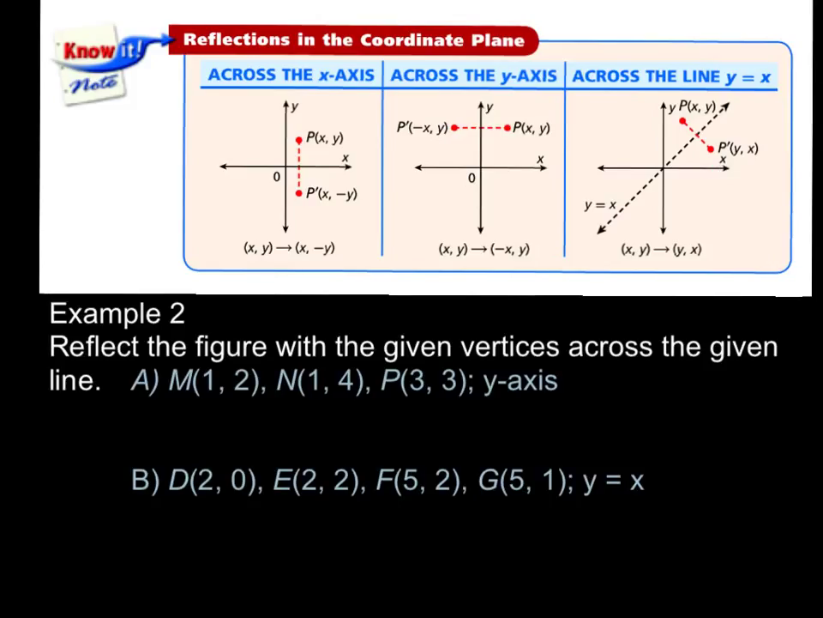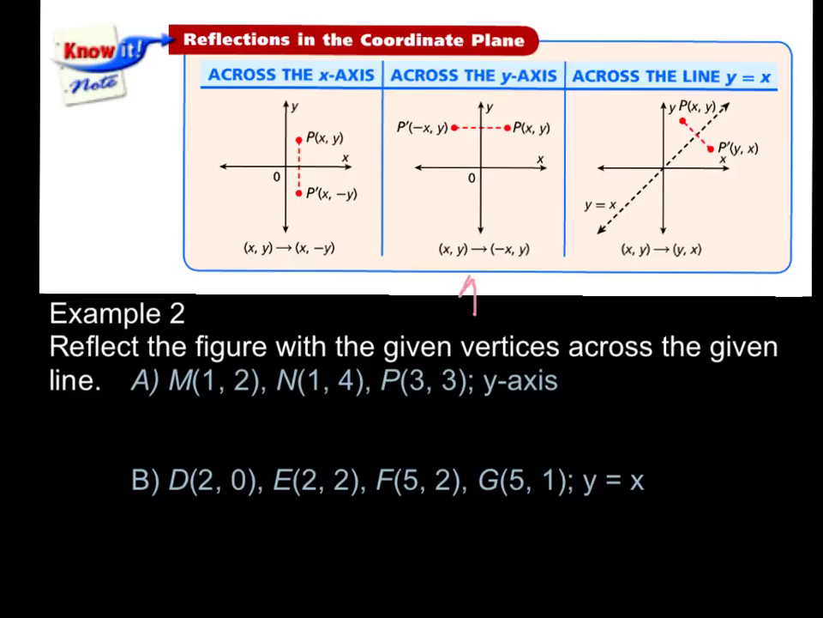So let's look at example 2. Reflect the figure with the given vertices across the given line. Now these can be easily done by graphing, but we can use the chart we have up top, and we don't have to graph. So let's go to part A. We're going to reflect part A, which is triangle MNP, across the y-axis.